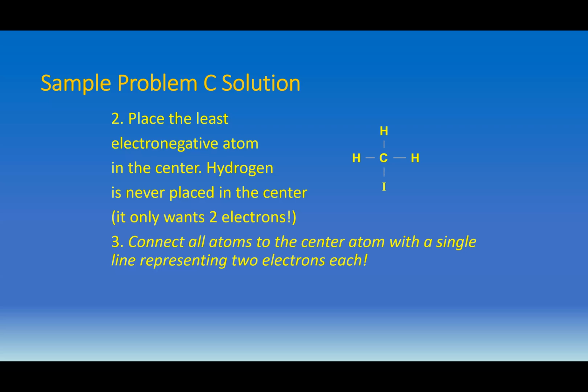Our next step is to put the least electronegative atom in the center. In our case, hydrogen never goes in the center, but carbon can. So we're going to put carbon in the middle, and then we're going to connect everything to carbon with a single line. And remember that each line represents 2 electrons. So we're going to keep a running tally of how many electrons we have. Our goal is 14 electrons. If we subtract 2 electrons for each of these bonds, we have 2, 4, 6, 8 electrons to subtract. That leaves us 6 electrons total.